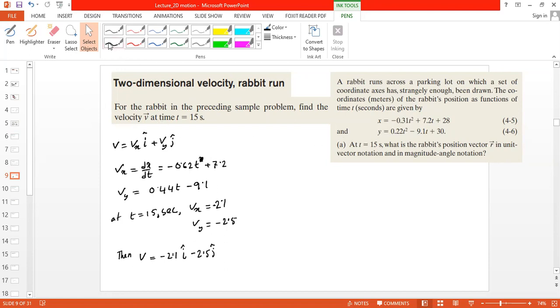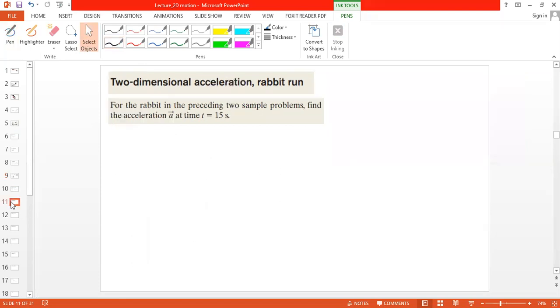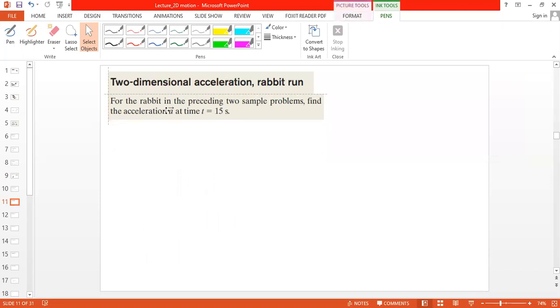And there was another math that is asking us to find out, for the same rabbit, the acceleration at time t equal to 15 seconds. For the same rabbit, find out the acceleration at time t equal to 15 seconds.